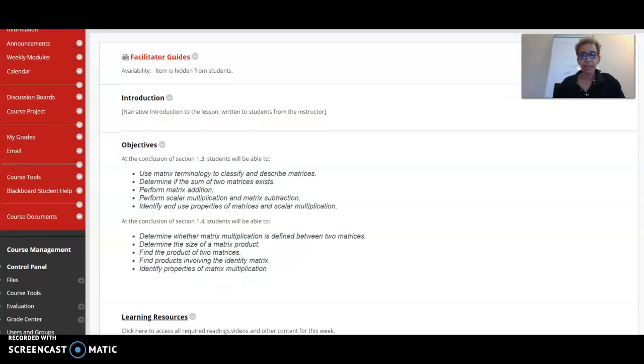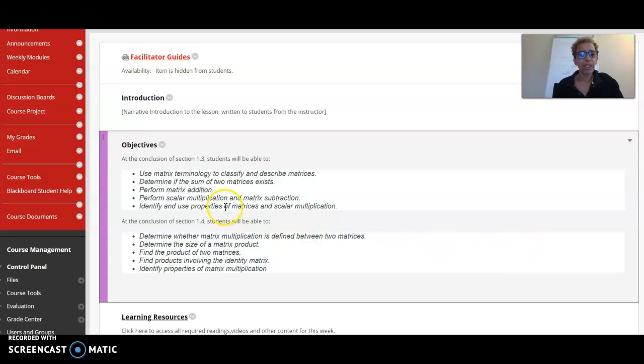You are to look at the Zybook, sections 1.3 and 1.4. In 1.3, the objectives are to use matrix terminology to classify and describe matrices, and determine if the sum of two matrices even exists. They have to have the same size and dimension; size and dimension mean the same thing. You have to perform matrix addition. You can do that with the calculator, but you should know how to do it by hand. Perform scalar multiplication and matrix subtraction.